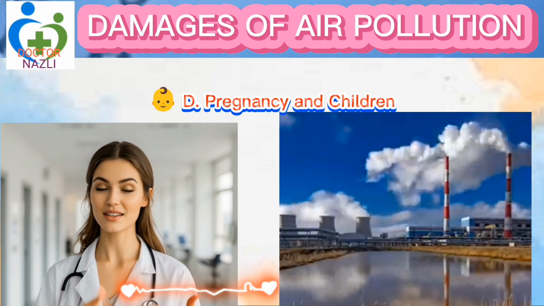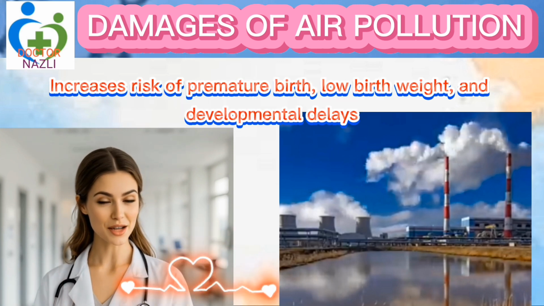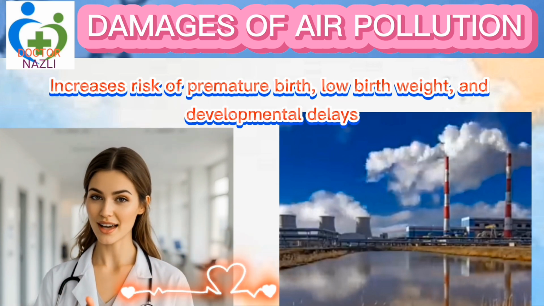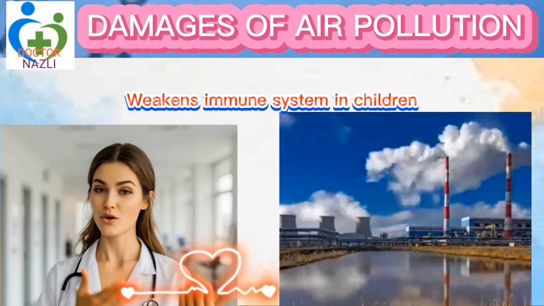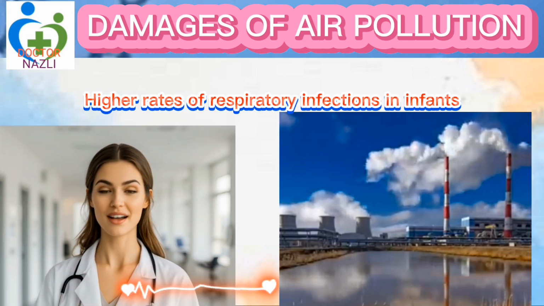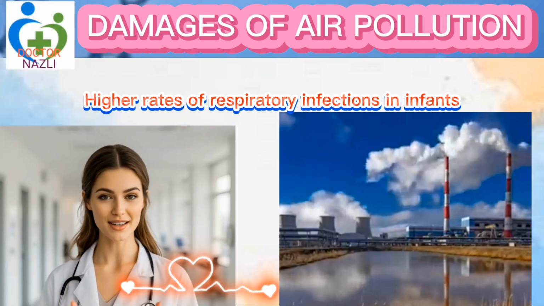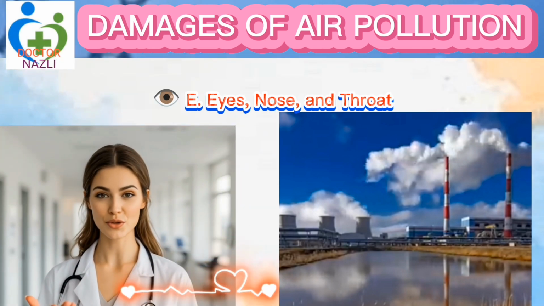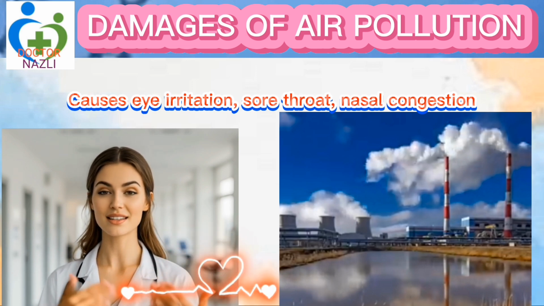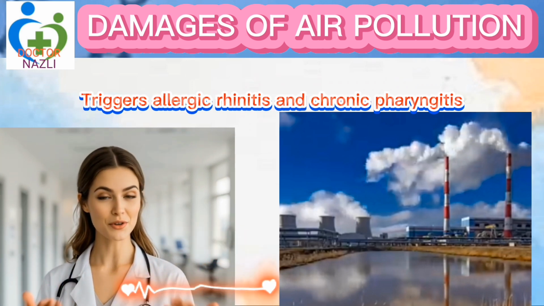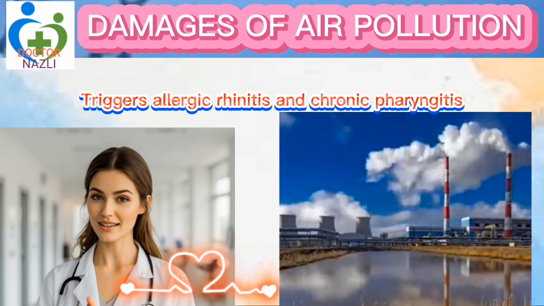D. Pregnancy and children. Increases risk of premature birth, low birth weight, and developmental delays. Weakens immune system in children. Higher rates of respiratory infections in infants. E. Eyes, nose, and throat. Causes eye irritation, sore throat, nasal congestion. Triggers allergic rhinitis and chronic pharyngitis.